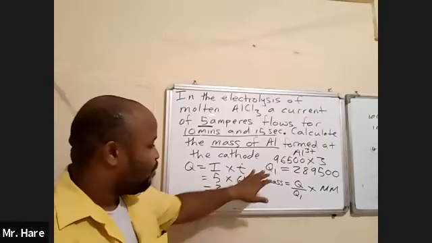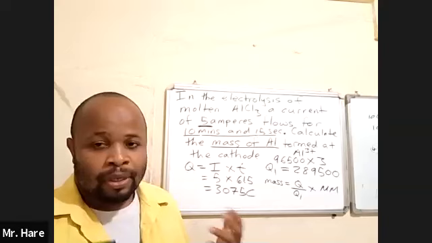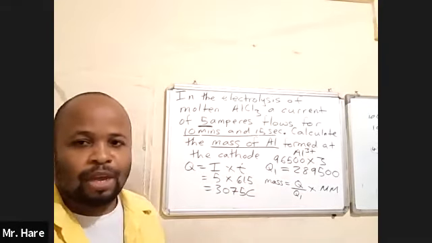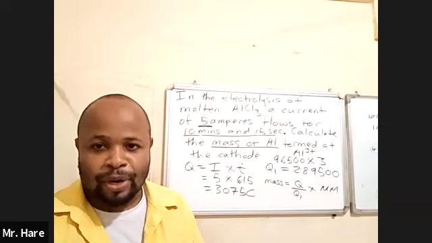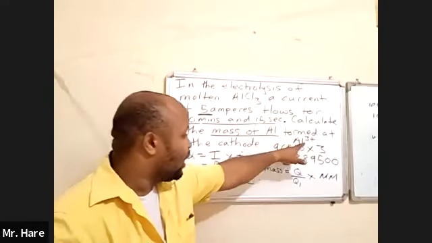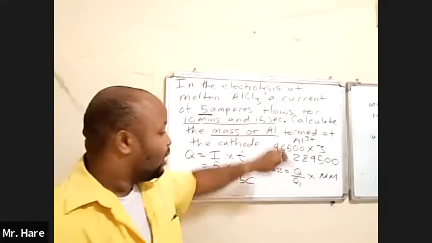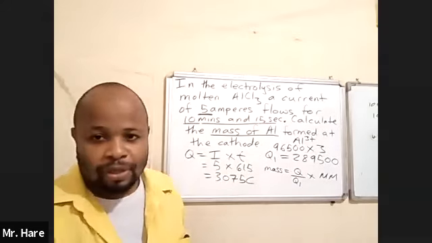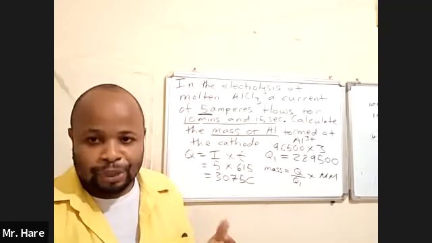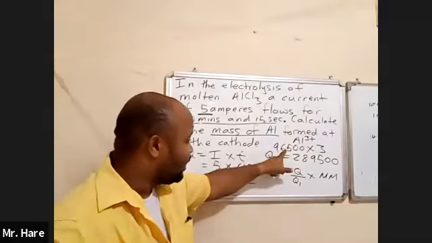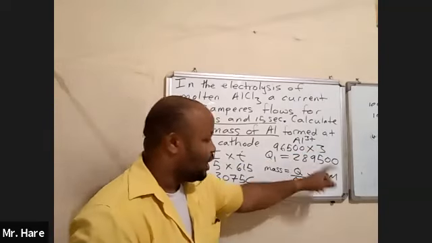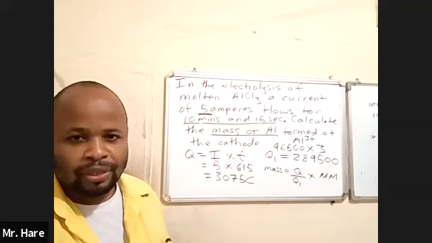Next, we're going to calculate Q1. Q1 is simply 96,500 times the amount of electrons from our half equation. Now, we don't have to write a half equation to know how many electrons are needed. Aluminum has a charge of 3+. If the charge is 3+, it must gain 3 electrons. So we say 96,500 times 3, and we get 289,500.